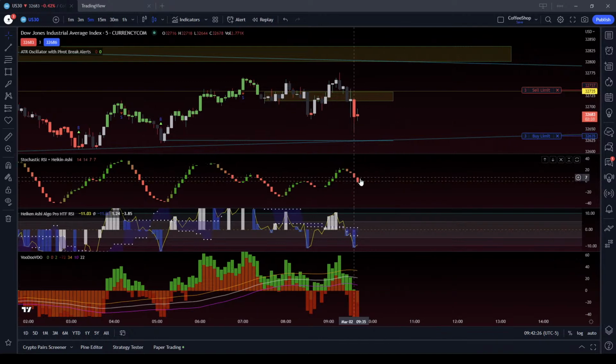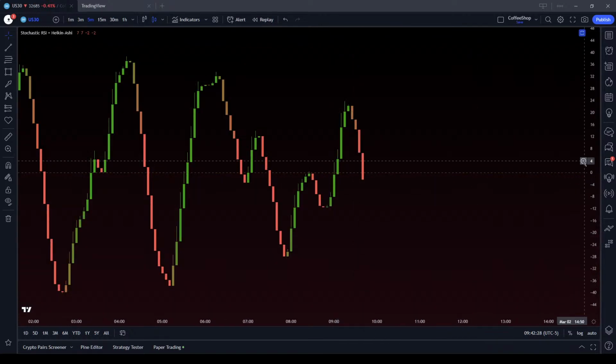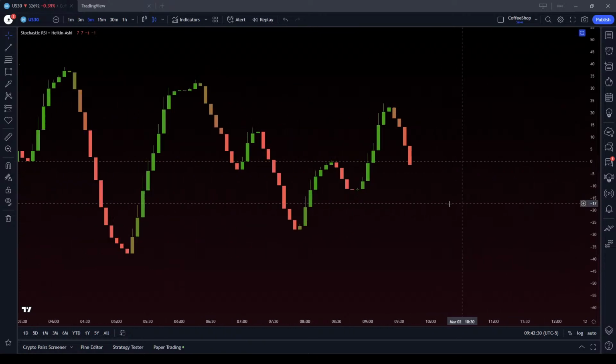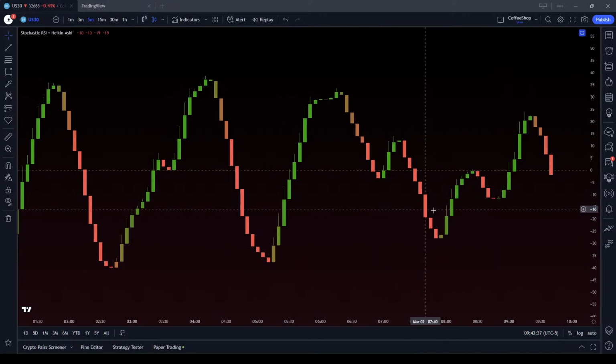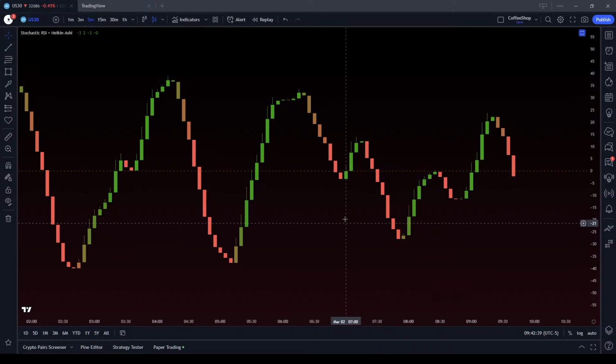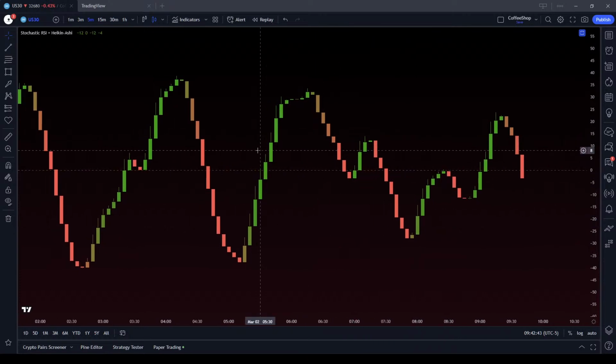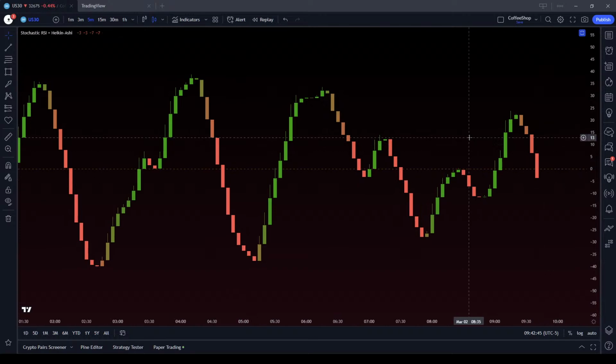Yep, stochastic is still coming down. How you guys like this little stochastic thing? It's pretty cool, right? It's literally just a stochastic made out of heiken-ashi candles. That's all it is. But it's doing a nice job so far, giving me just moves. It smooths things out really nicely. You can see that it's coming down nicely.